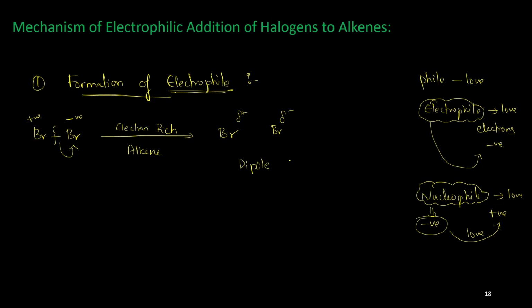So remember, how is this dipole formed? The electron-rich alkene will induce the dipole in the halogen molecule. So you understood what is the meaning of inducing the dipole in the halogen molecule. That means you are making it partially positive and partially negative.